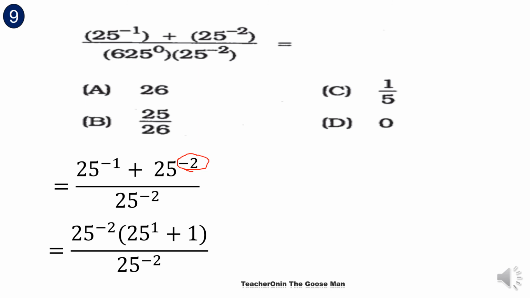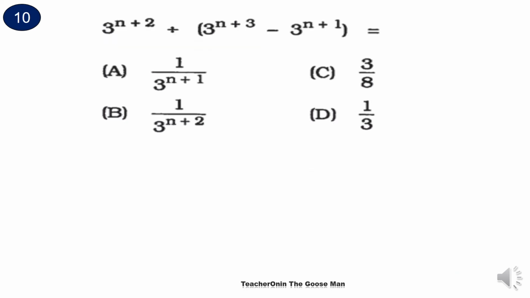So take note that negative 2 plus positive 1 will give us negative 1 here. Since 25 raised to negative 2 divided by 25 raised to negative 2 will give me 1. But recall that 25 raised to 1 is actually 25. Then I can factor out 25 raised to negative 2 and also 25 raised to negative 2. So it will result now to 25 plus 1, which will give me 26. So the answer here is letter A.